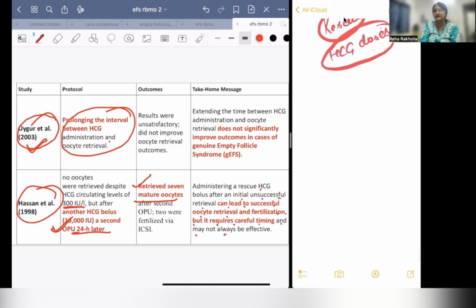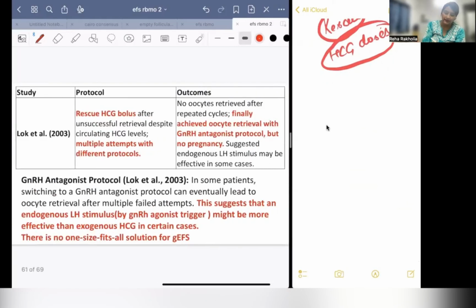Because sometimes there is receptor polymorphism which needs more doses. Okay. Then Lok et al. What it does is rescue HCG bolus after unsuccessful retrieval despite circulating HCG level.